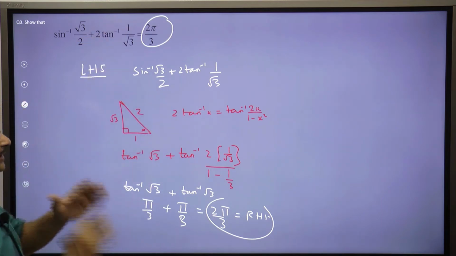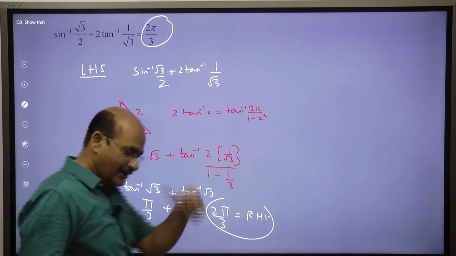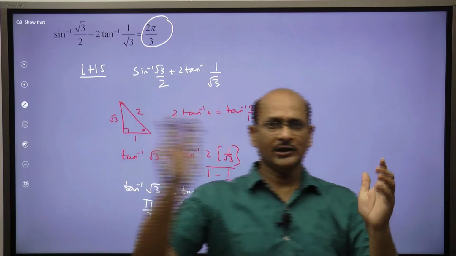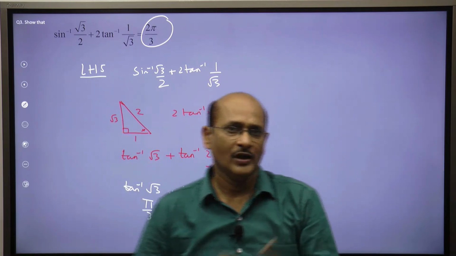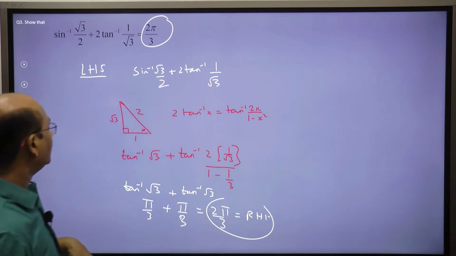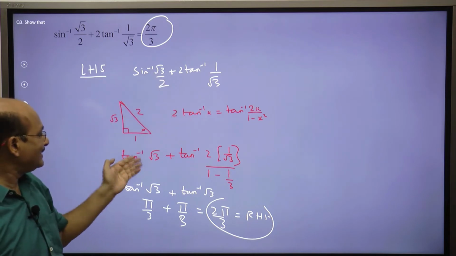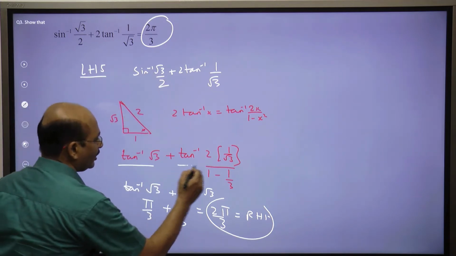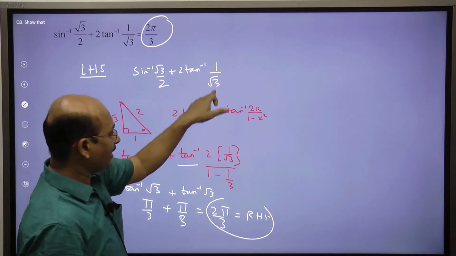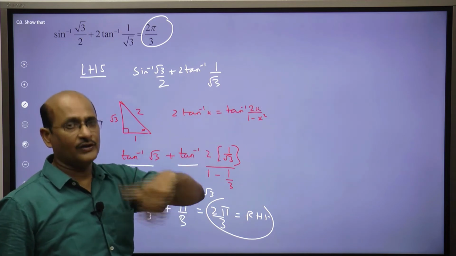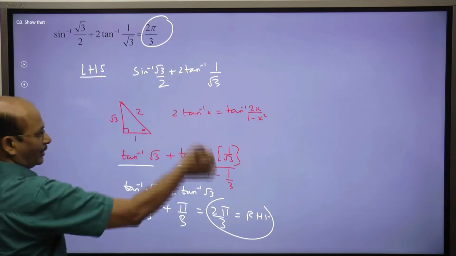RHS is 2 pi by 3. So basically what I am trying to tell you, whenever you are proving, please understand, in solving what I did in the previous question, you converted both the sides into the same inverse ratios, and using the concept of equality you try to solve the sum. Similarly here, if I want to prove, LHS convert into one single ratio, that is same ratio, tan inverse, or you can keep the sin inverse as it is. 2 tan inverse x, you know the formula of 2 tan inverse in terms of sin inverse 2x upon 1 plus x square, right?